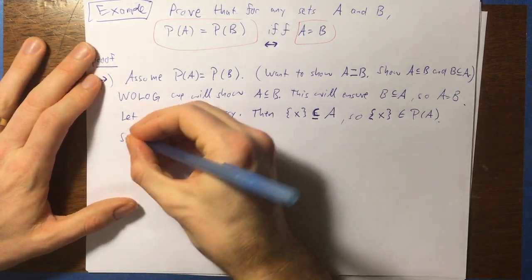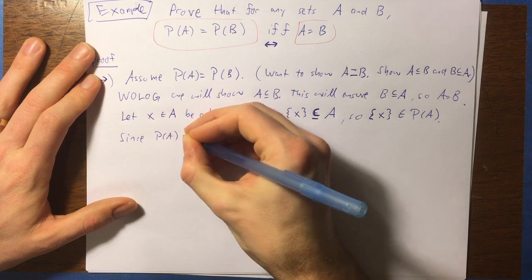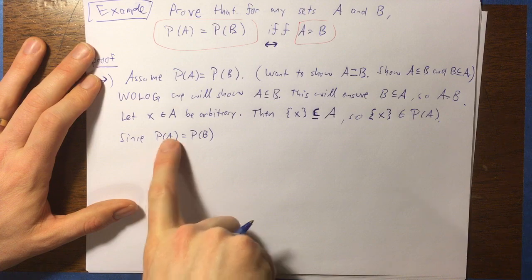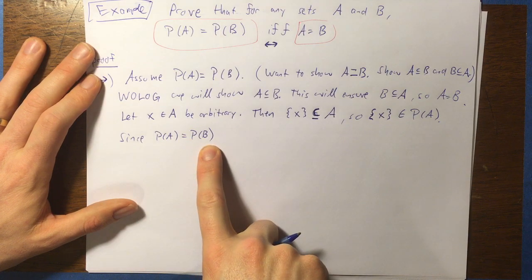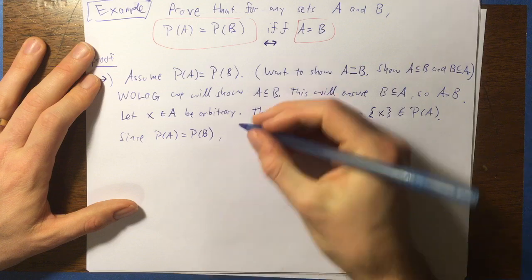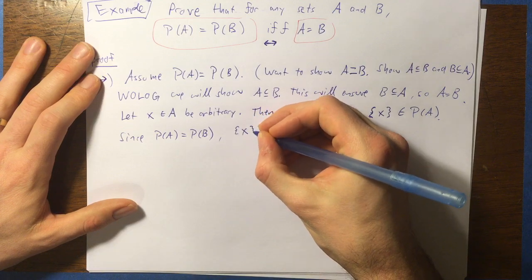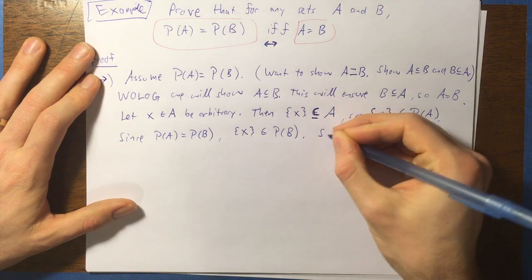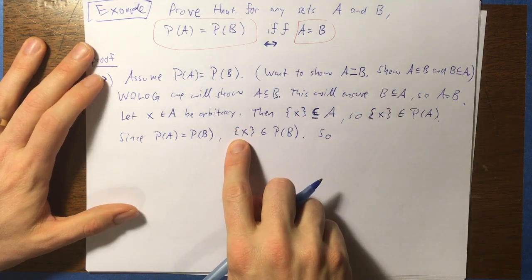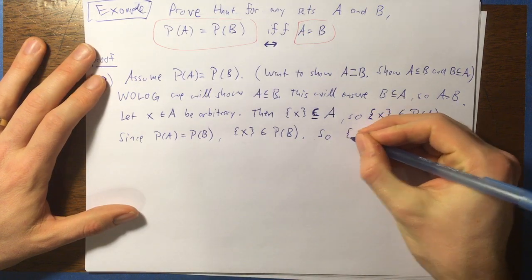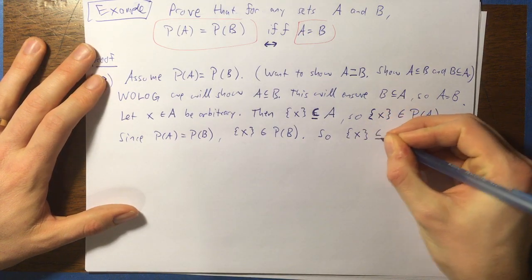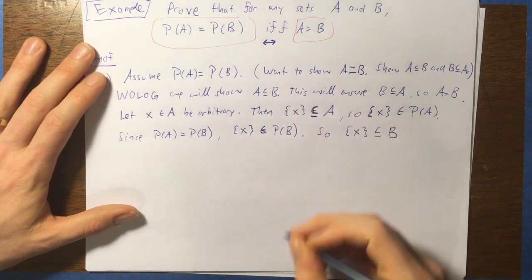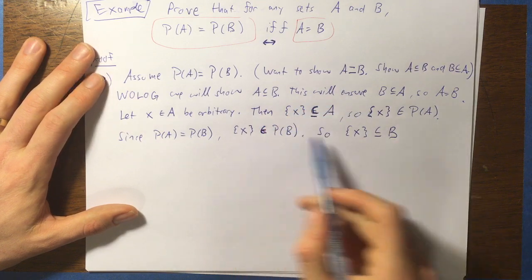Since, by assumption, the power set of A and the power set of B are equal to each other, an element is in the power set of A if and only if it's in the power set of B. So we can now say this singleton containing X is also an element of the power set of B. If the singleton containing X is an element of the power set, it means that it's a subset of B, right? Because the power set is exactly the set of all subsets. So this singleton is now a subset of B.